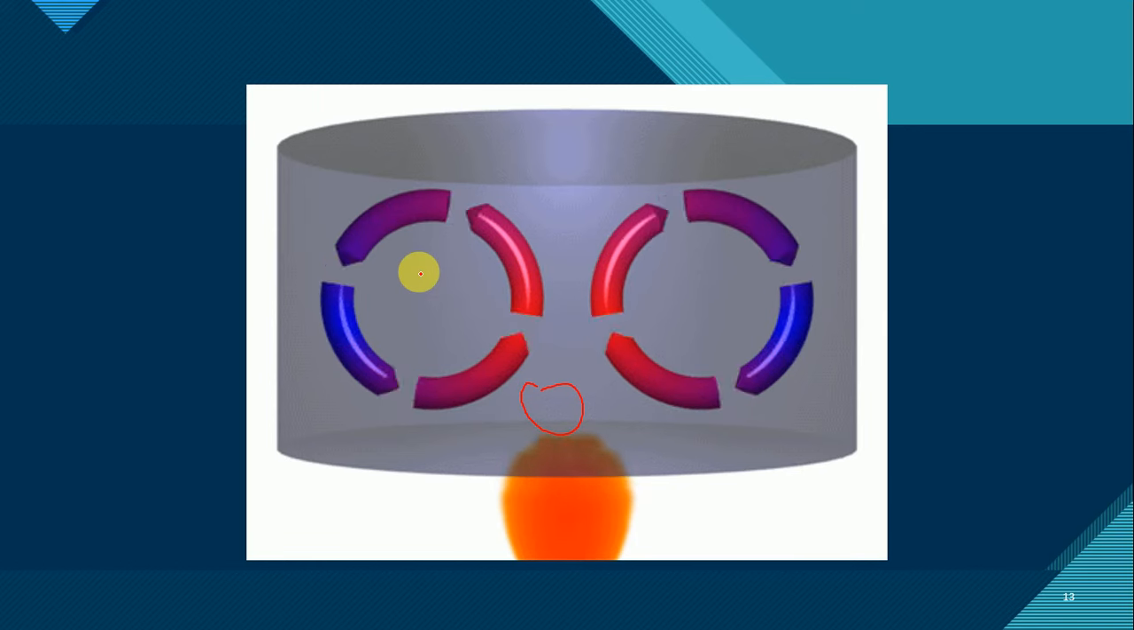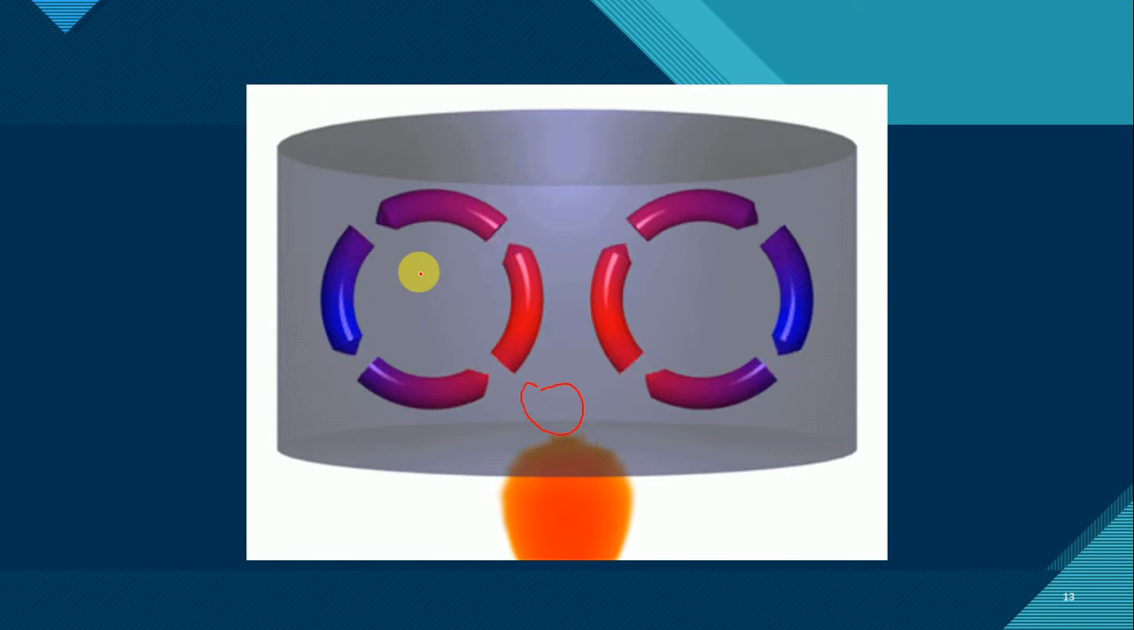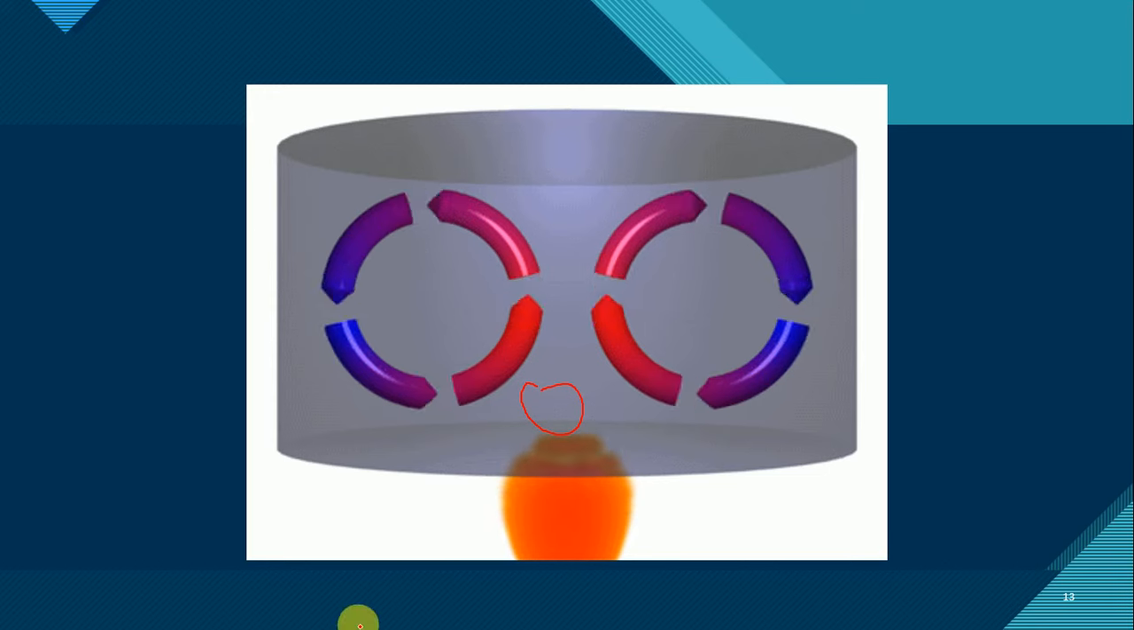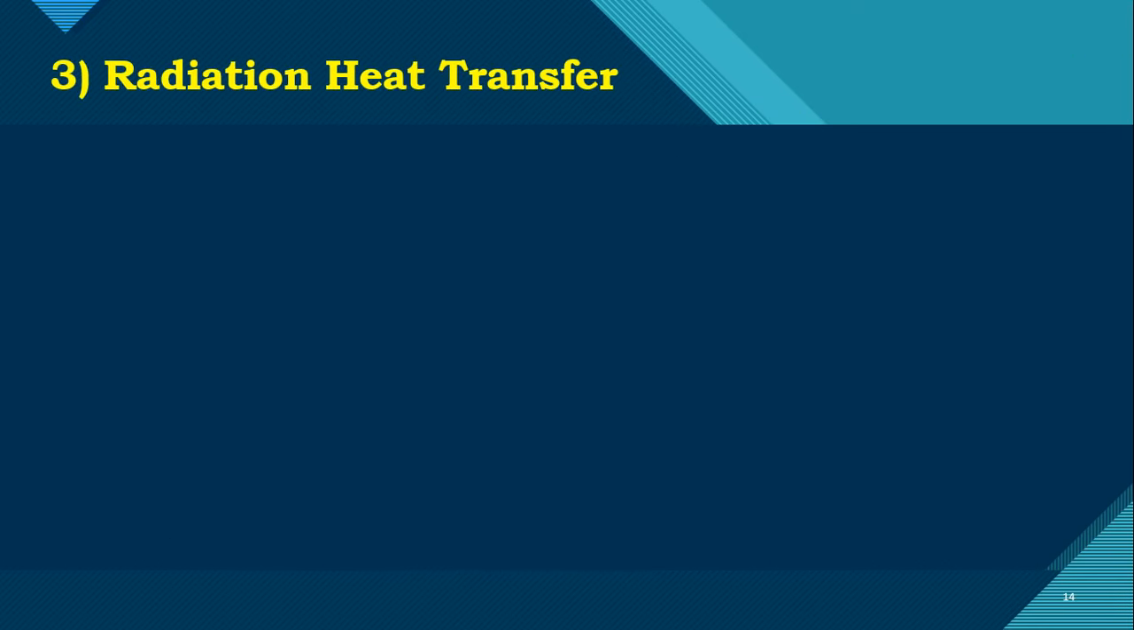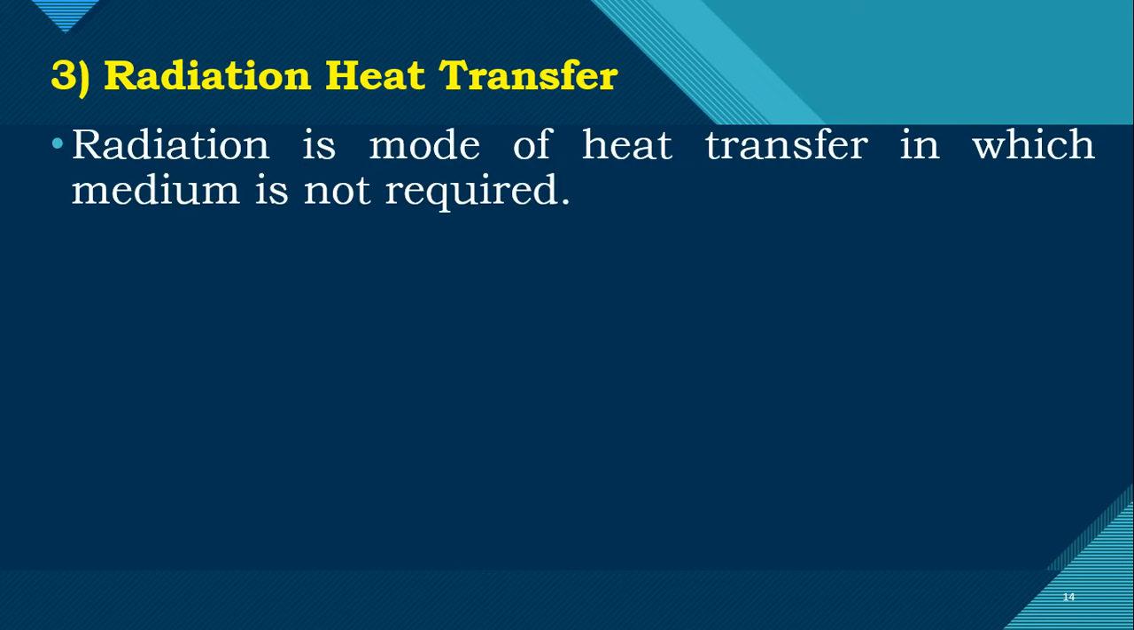So convection current is the direction of molecule movement. So here we can see the direction of molecular movement, and that's what is called a convection current. The next mode of heat transfer is called radiation. Radiation is a mode of heat transfer in which a medium is not required. So here we don't require a medium.